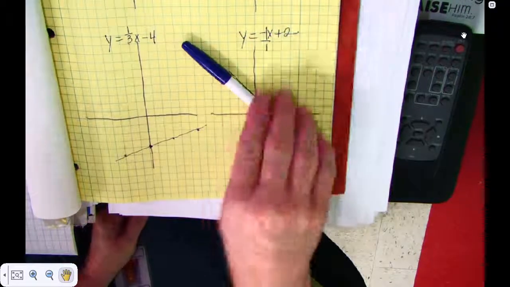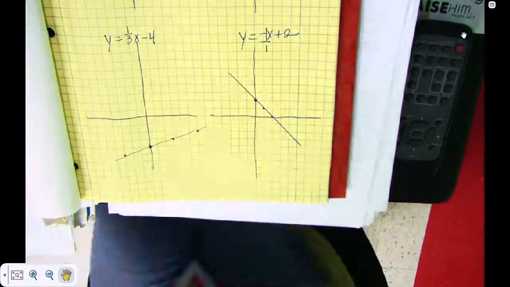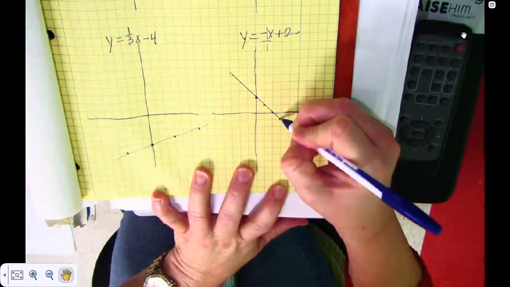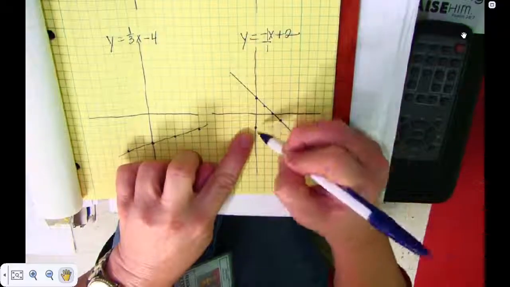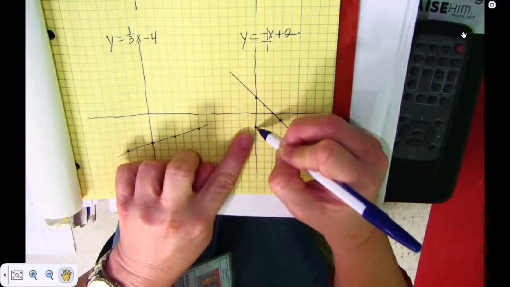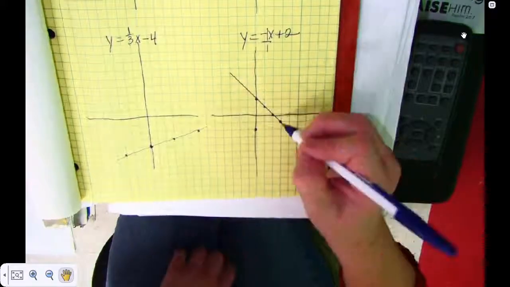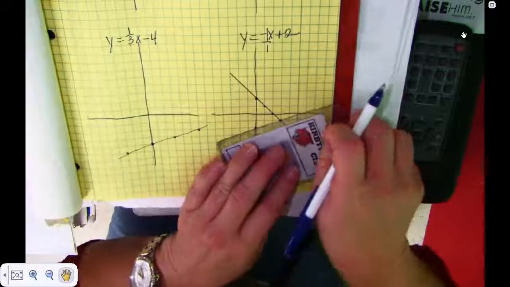Is everybody good? What if, okay, put a point at 0, negative 2. Put a point at 0, negative 2, everybody. Okay, and then that point right there, you see it? We're going to draw a line through that.